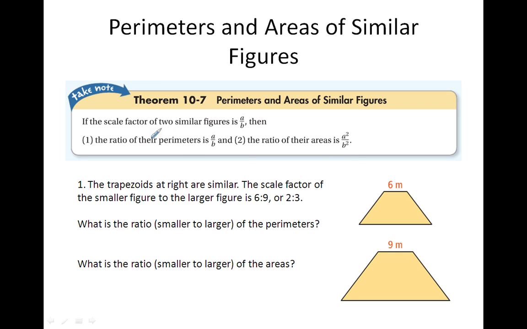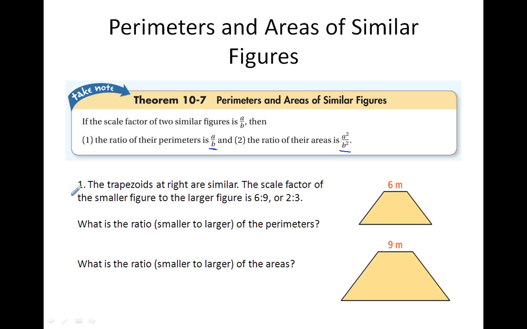If the scale factor of two similar figures is A to B, and you'll recall that this is the side length of one figure to the side length of the other figure, then the ratio of the perimeters is also A to B, and the ratio of their areas is A squared to B squared, because area deals in square units, so we square each side.